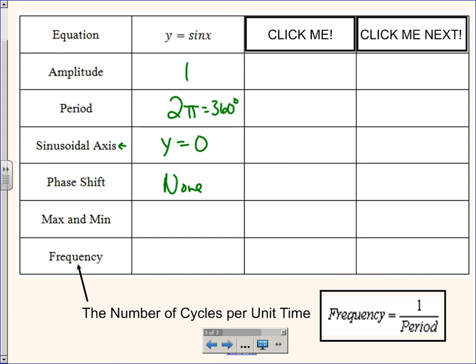But sinusoidal functions are nice because we know information about them. As long as we know what the sinusoidal axis is and we know what the amplitude is, we can figure out what the max and the min is, right? For this one here, the sinusoidal axis is at y equals 0, and we go 1 above it. So the max is 1, the min is minus 1. We can tell that just by knowing information about this graph.